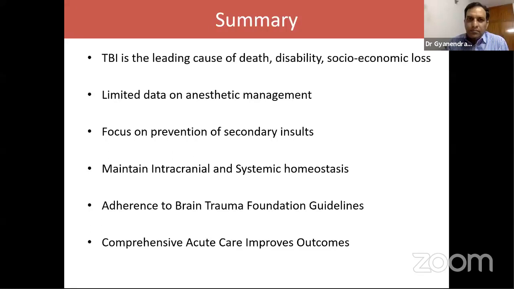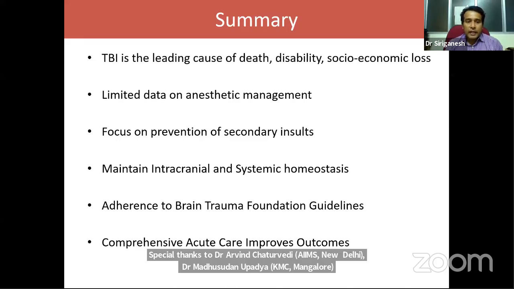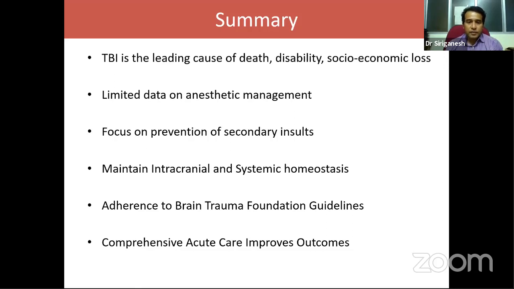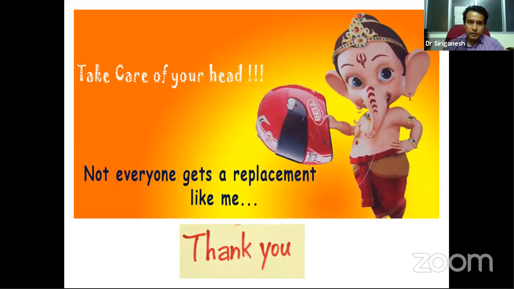To summarize, traumatic brain injury is the leading cause of death, disability, socioeconomic loss, and major public health issue. Data is limited on anesthetic management. Therefore, focus is on preventing secondary insults, and both intracranial and systemic insults can lead to secondary injuries. Adherence to Brain Trauma Foundation guidelines and comprehensive acute care has shown to improve outcomes. So we should follow them where available.